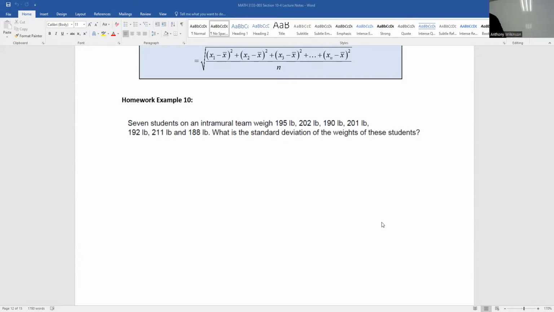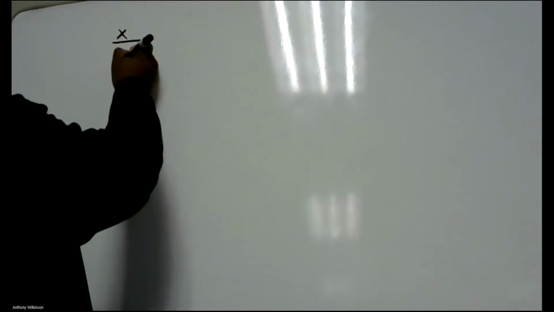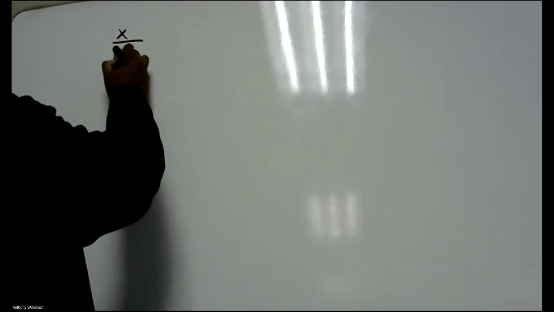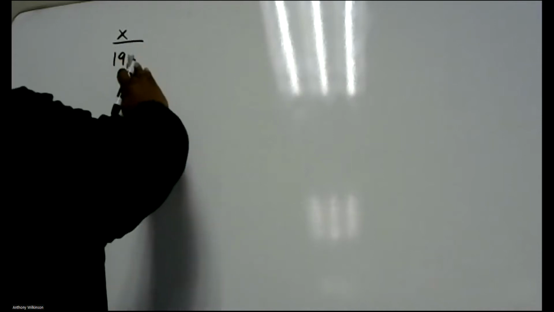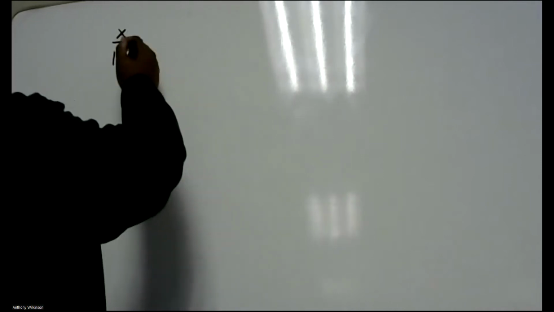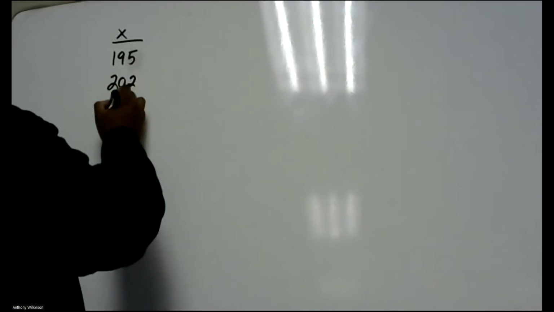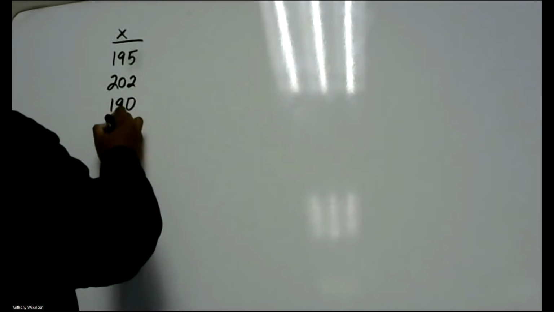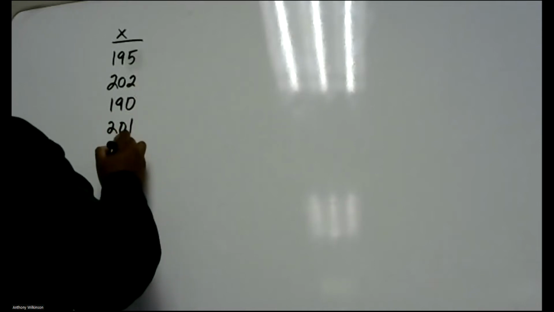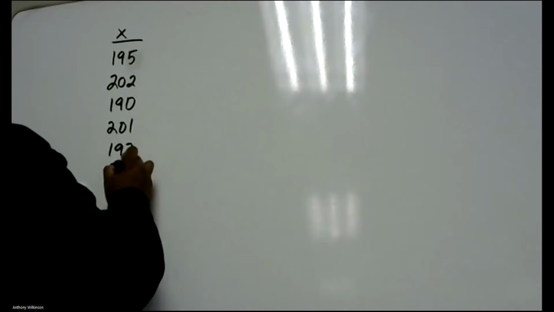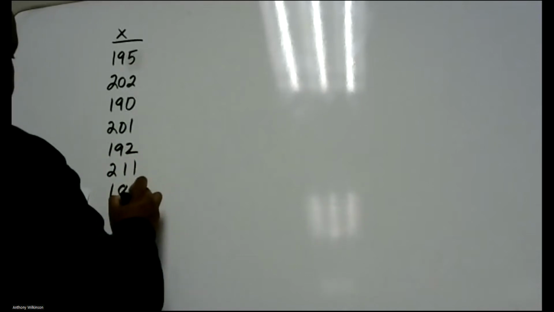Now, the way I'm going to do this, just like I did for the mean absolute deviation, I'm going to create a table just like this. Here, this will be x, each data value. So we have 195, 202, 190, 201, 192, 211, 188.